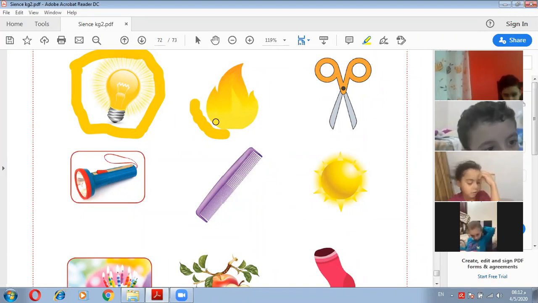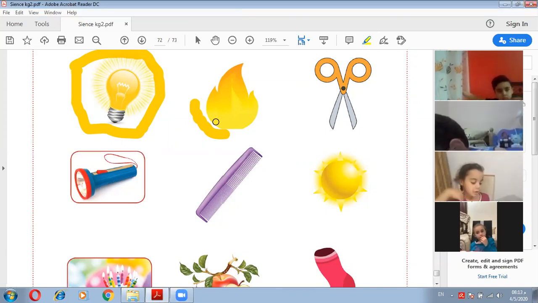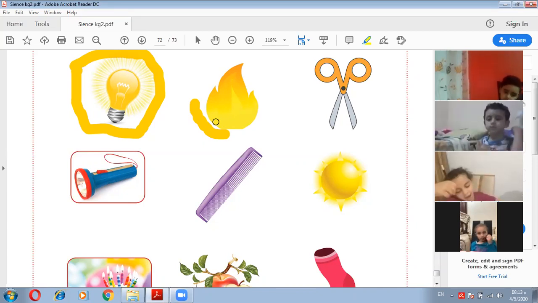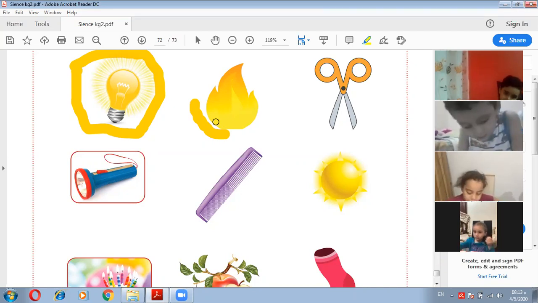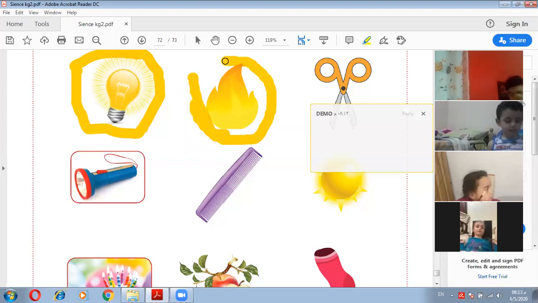When you turn off your light and you turn on your oven, this fire will give you light. Or when you put wood in a dark place, it will make the place visible and you can see things around us. So fire also gives us heat and light. So draw a circle on the fire, okay?